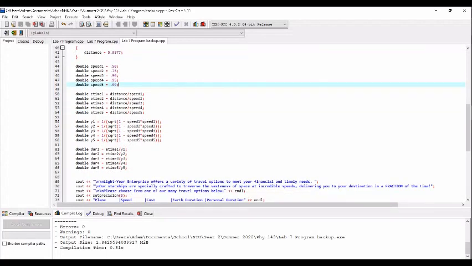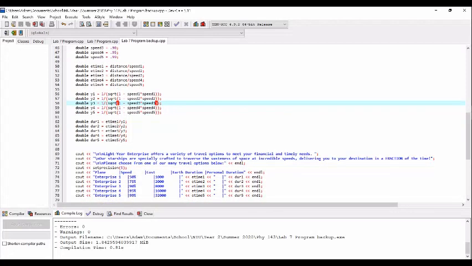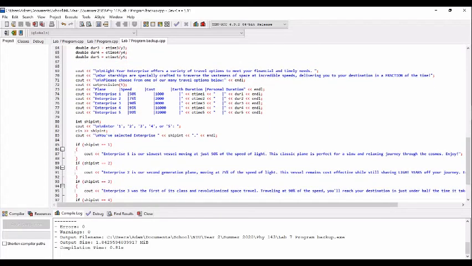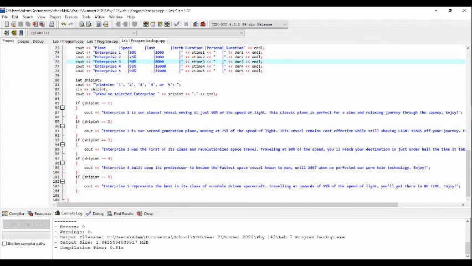And then in order to convert this to the amount of time experienced by a passenger, I first calculated the Lorentz factor. So here I've got gamma 1, gamma 2, and then my calculation. And then to calculate the duration, you take the Earth time and you divide it by the Lorentz factor. And here's my nice table showing where all the data is input. And the closing comments.